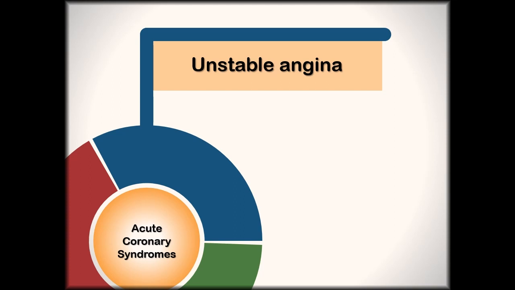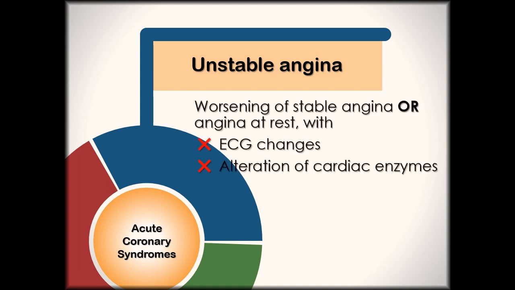So coming back to this lecture, unstable angina happens when there's worsening of stable angina or when the angina occurs at rest. However, this worsening or angina occurring at rest does not induce any ECG changes or any alteration of the cardiac enzymes that would indicate that myocardial ischemia is so bad that it leads to tissue damage.